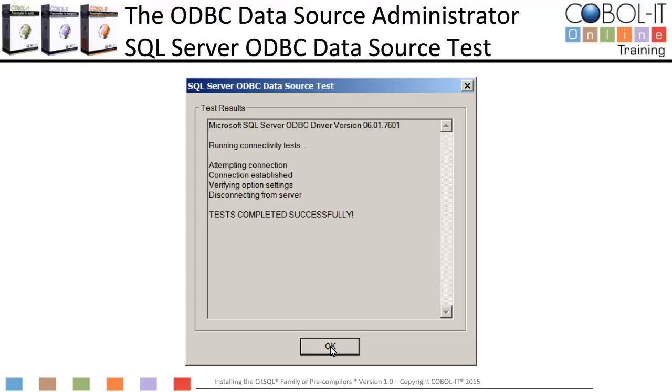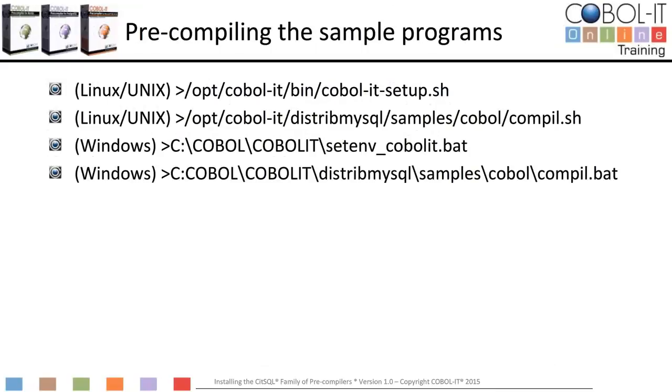Now, let's take a quick look at the scripts that are provided to use your CitSQL Pre-compiler with your COBOL-IT compiler and runtime. Pre-compiling the sample programs. Scripts are provided in the CitSQL distribution for pre-compiling and compiling your sample programs. The script is called compile.sh on Linux and Unix platforms. The script is called compile.bat on Windows platforms. Since the scripts include commands for pre-compiling and compiling, you should run the COBOL-IT setup script before you run these scripts.